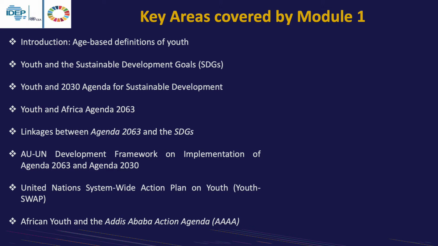Going forward, we will look at the United Nations System-Wide Action Plan on Youth, popularly known as Youth SWAP, and the Africa Youth and their relationship in terms of the work and the benefits for young people within the framework of Addis Ababa Action Agenda. So what you see is a reminder of the SDGs, what they mean, using the icons to also remember them easily so that it will be easier for us to make our interventions in our various organizations and countries.